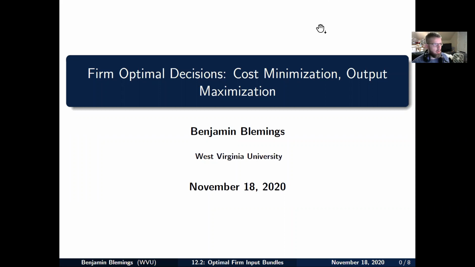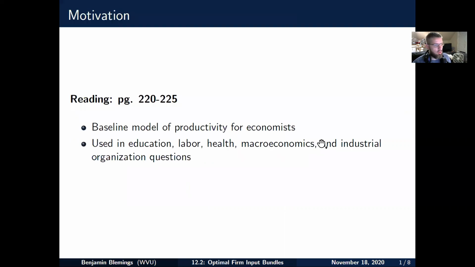Today we'll be doing firm optimal decision making, particularly cost minimization, and I'll look at output maximization a little bit. But we're going to focus mostly on cost minimization. So really quick motivation, hopefully you've done the reading, page 220 to 225.